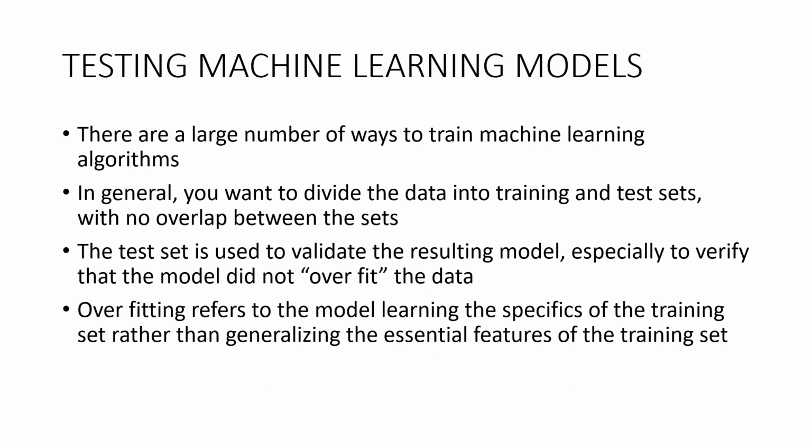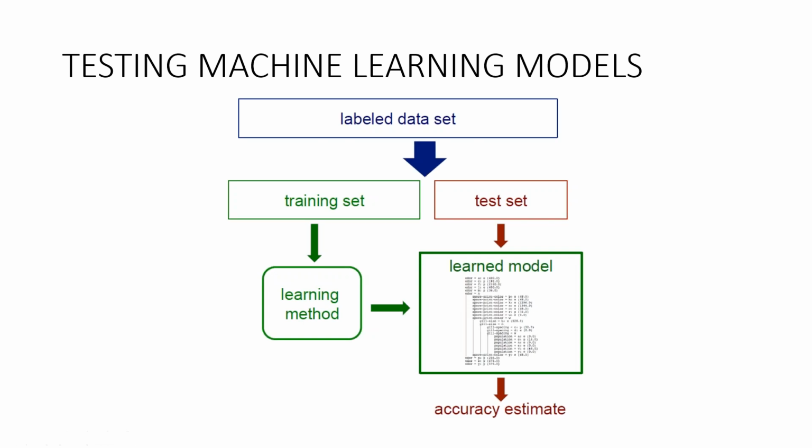Well, in terms of how do you test? In general, you divide your data set into training and test sets with no overlap between the sets. Then the test set is used to validate the resulting model, the one you've trained up, to make sure it didn't overfit. Overfitting refers to the system learning the specifics, the noise and the errors in a data set, rather than generalizing what the general trend is.